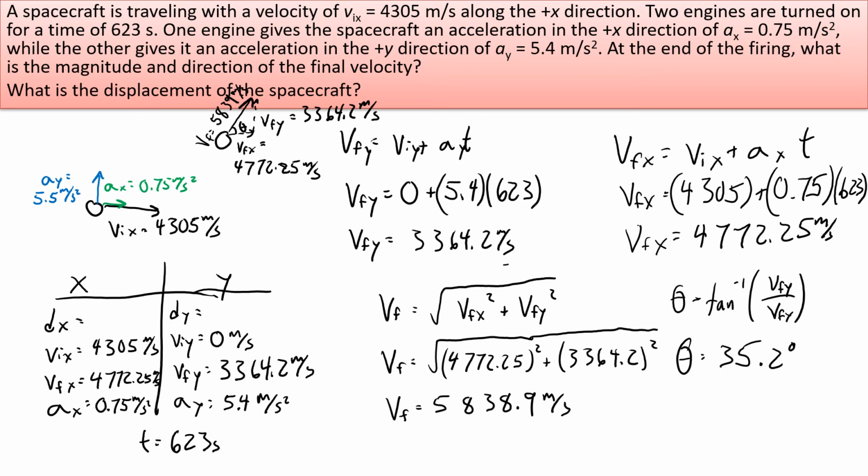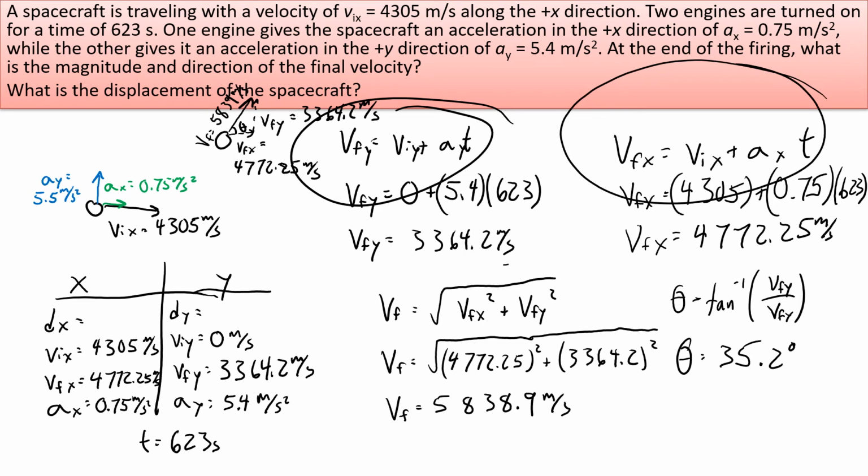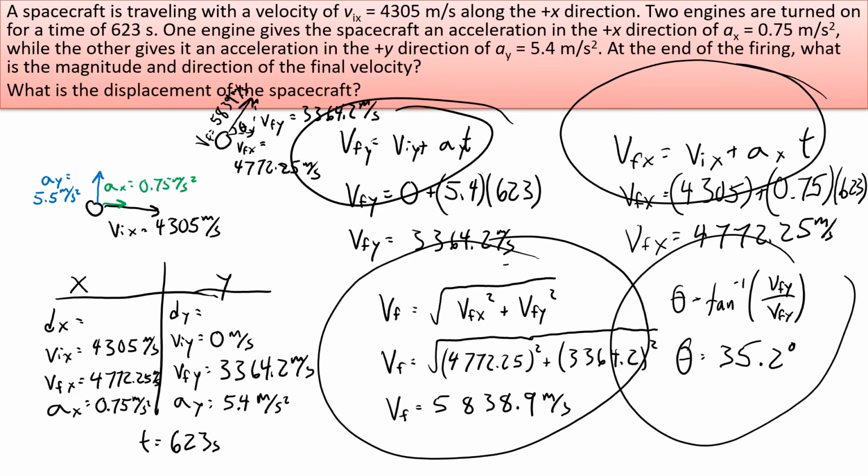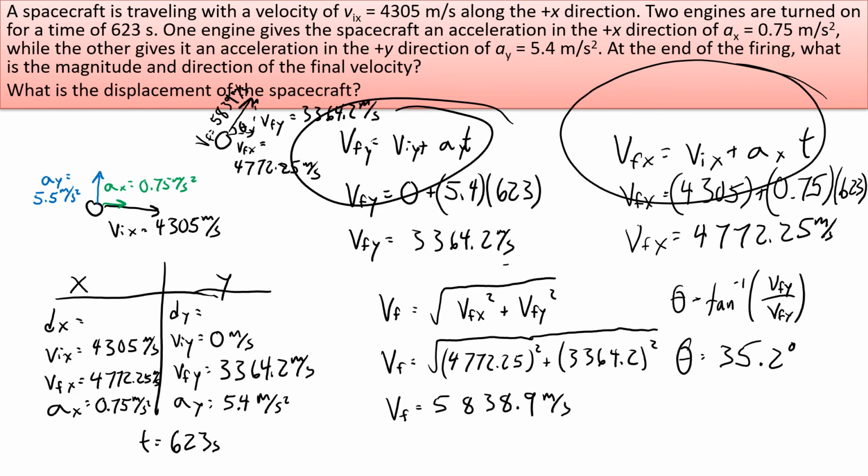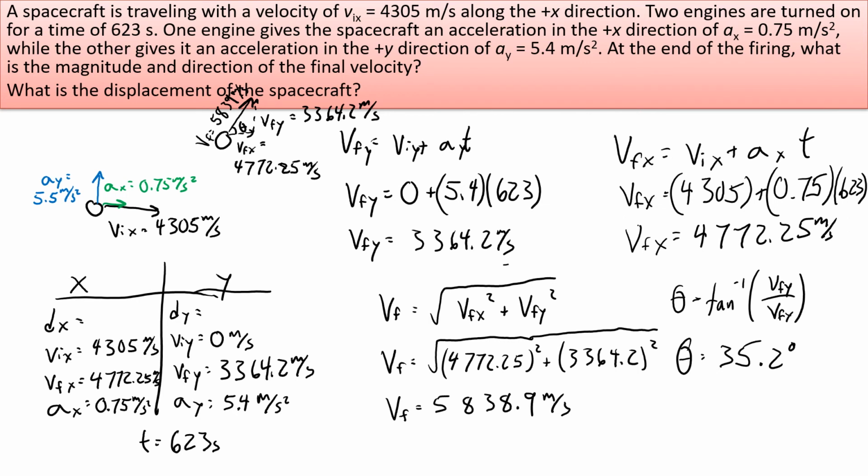Okay, so now it's basically the same process to find the displacement, but obviously in these steps we're looking for dy and dx, and then we'll use those two components to find the magnitude of the displacement and the angle of the displacement. Now, think about it. Do you think that the angle of this final velocity is going to be the same exact angle that our displacement will be? Think about that.